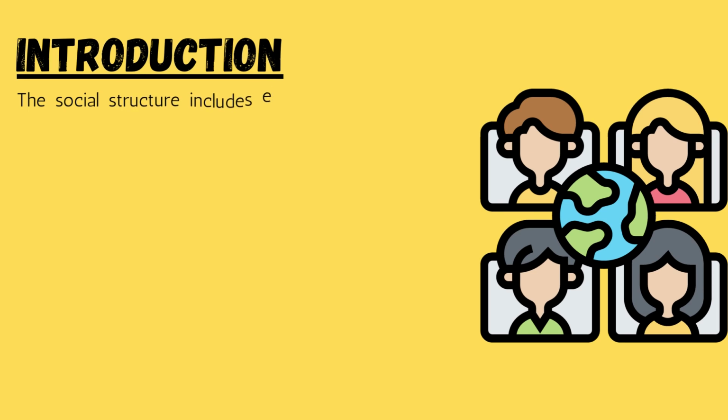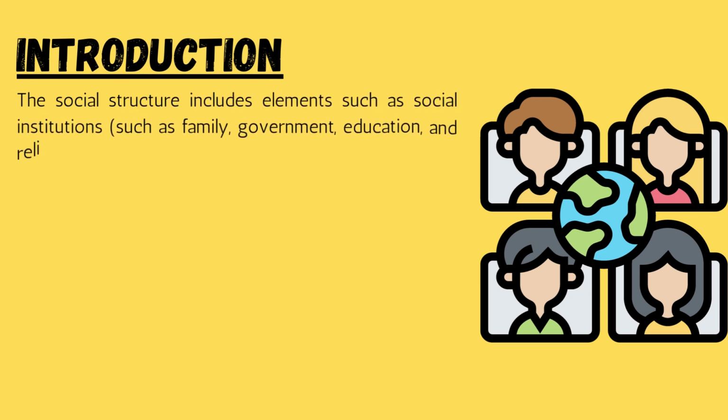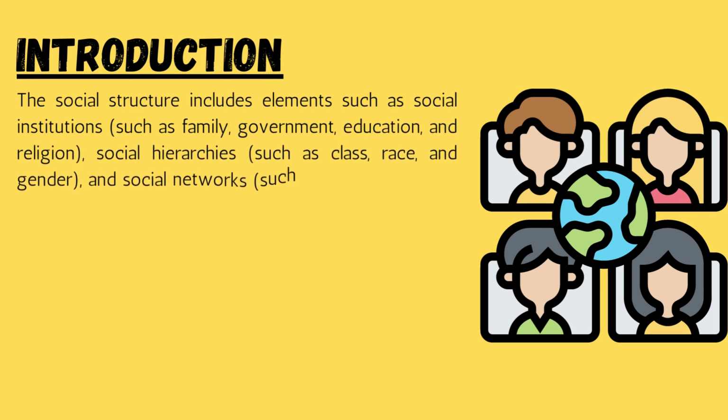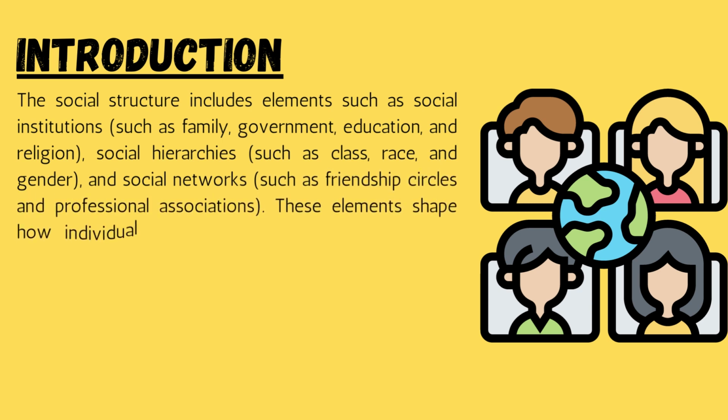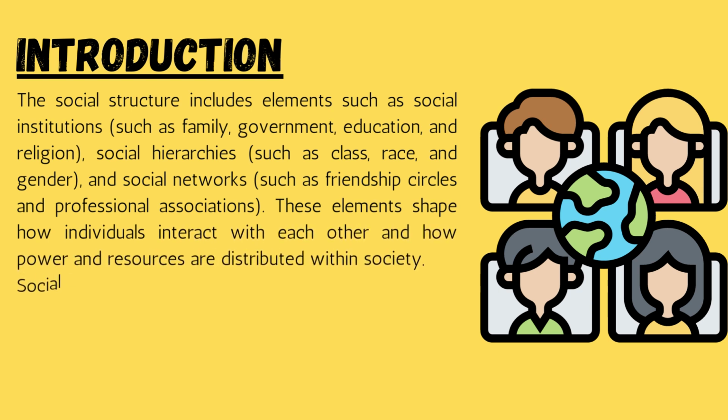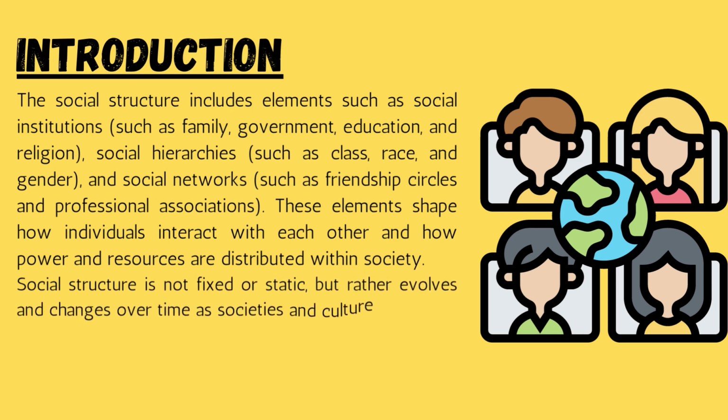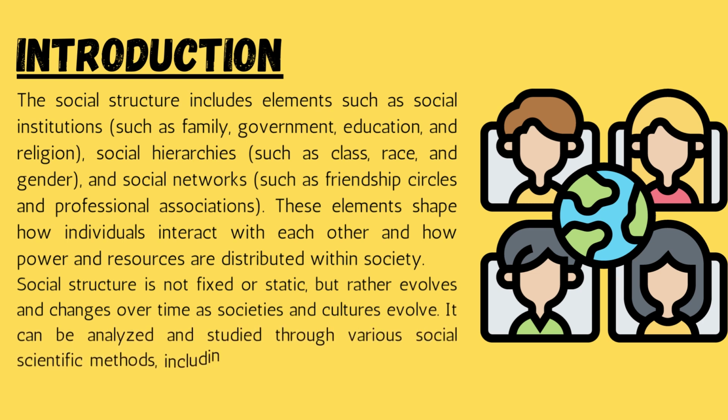Introduction. The social structure includes elements such as social institutions such as family, government, education and religion. Social hierarchies such as class, race and gender, and social networks such as friendship circles and professional associations. These elements shape how individuals interact with each other and how power and resources are distributed within society. Social structure is not fixed or static, but rather evolves and changes over time as societies and cultures evolve. It can be analyzed and studied through various social scientific methods, including sociology, anthropology, and political sciences.